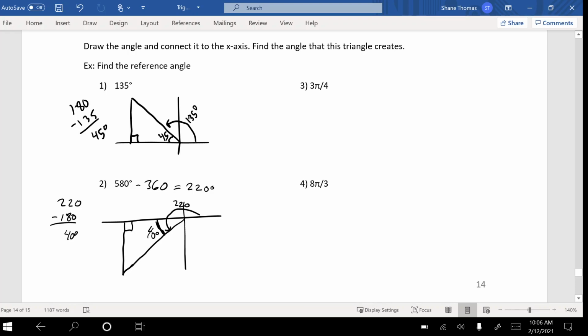Let's go to 3 and 4 here. 3 and 4, we're in the radian world now. These are radian measures. Just a reminder, in radians, because we probably don't know these as well yet, that's pi over 2, pi, and 3 pi over 2. So what quadrant would this be in? 3/4.